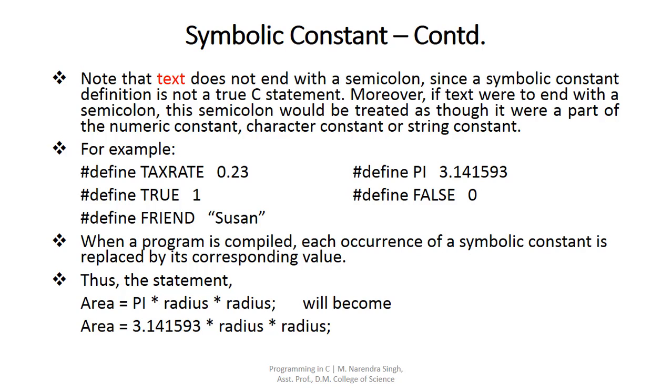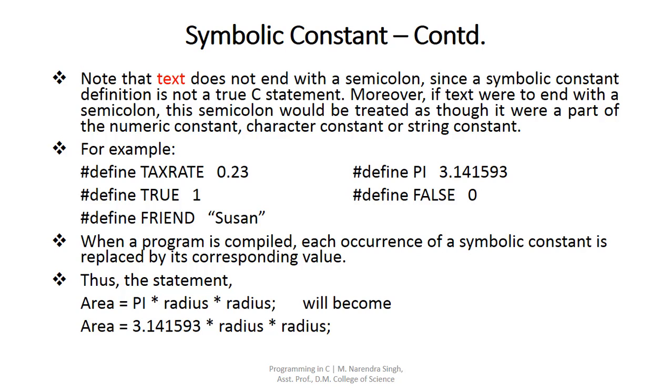The next statement is #define PI 3.141593. Here the symbolic constant is PI written in uppercase letters, and the value it represents is 3.141593. So instead of using this long numeric value 3.141593 inside our program again and again, we can just use the symbolic constant PI.